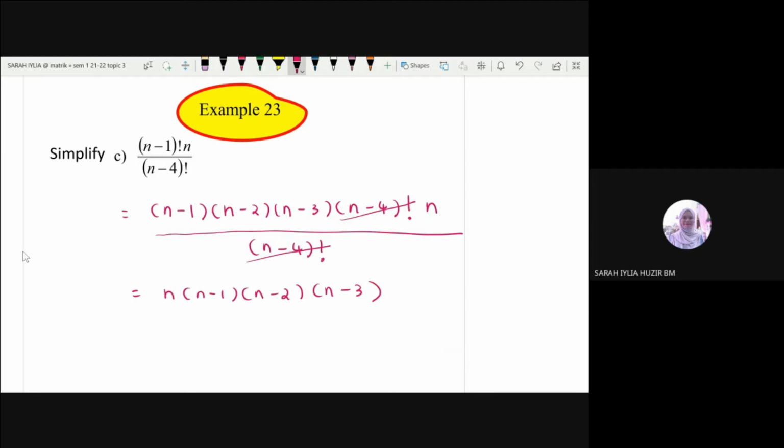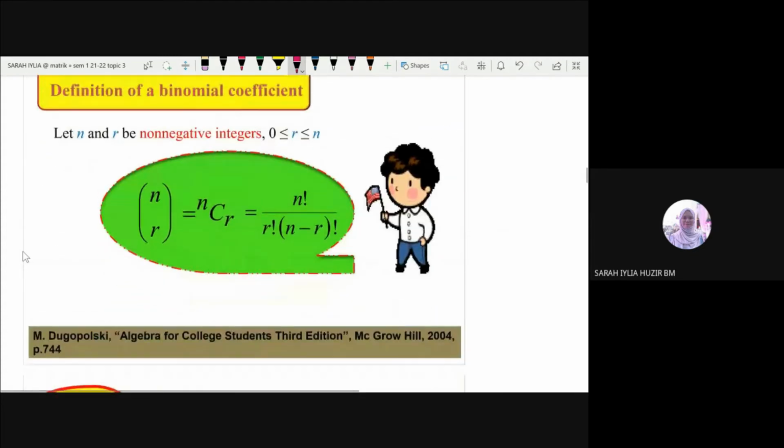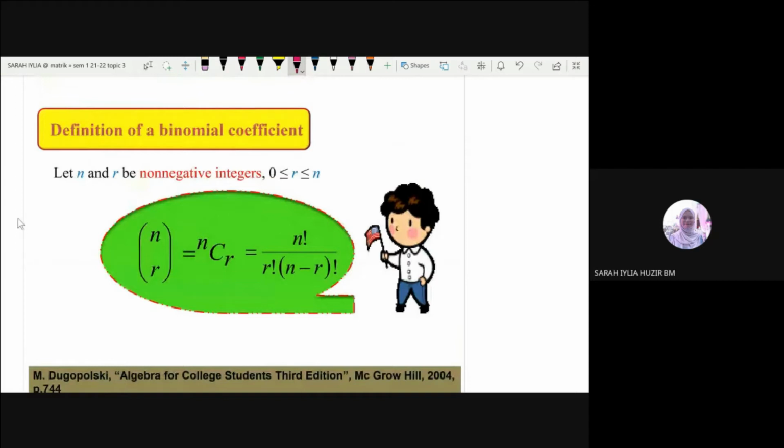Okay, settle about simplify factorial. Settle dah bahagian simplify factorial. Next, kita nak masuk pula binomial coefficient. Saya rasa ini pun semua orang dah pernah jumpa notation ni.